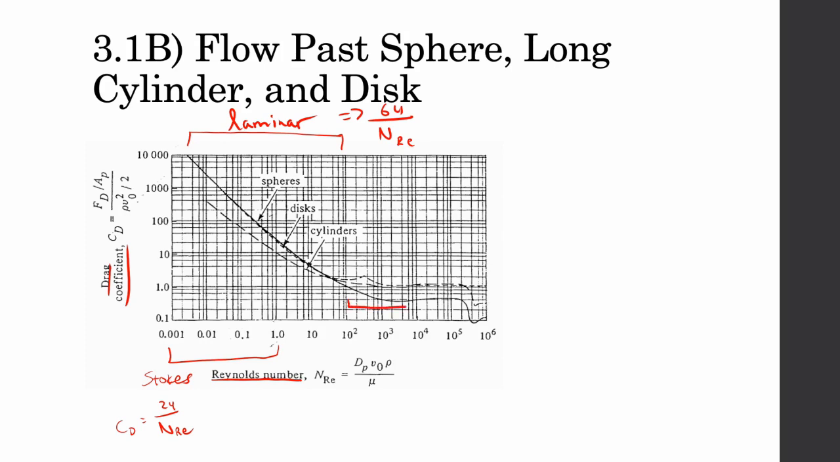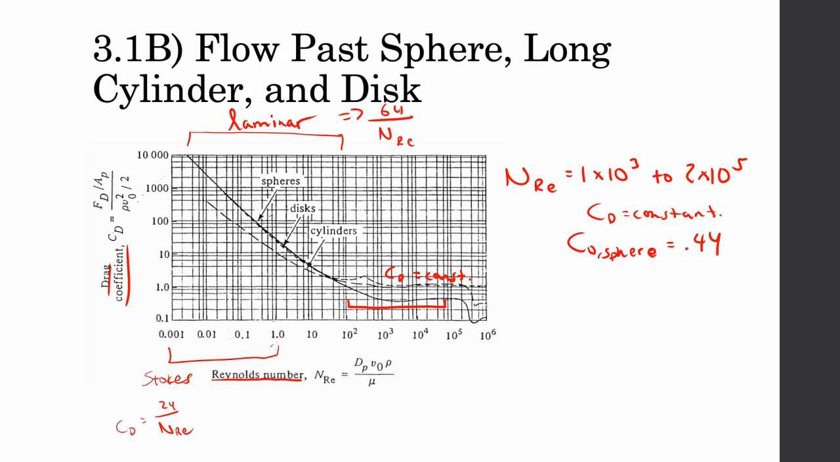Here we have an area where CD is constant, and this ranges from 1 times 10 to the power of 3 to 2 times 10 to the power of 5. This is when CD is constant. So then, for example, if I have the CD of a sphere, this is going to equal 0.44.